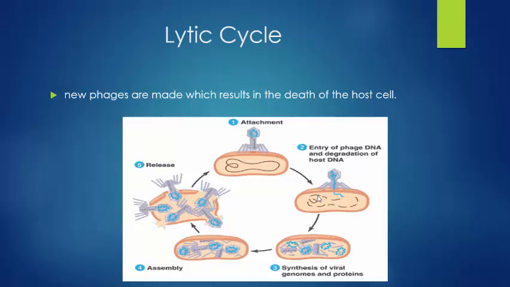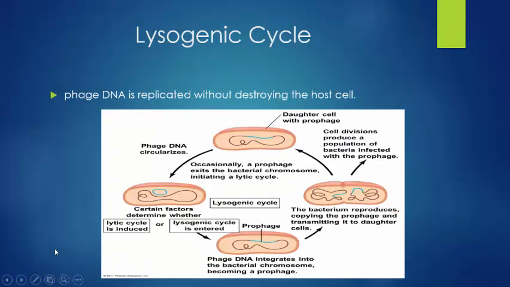After this, new phage DNA and proteins are synthesized and assembled into phages, the cell then lyses, or in other words, is destroyed, and the new phages are then released and go on to start the cycle all over again in a new cell. Now moving on to the lysogenic cycle. In this cycle, phage DNA is replicated without destroying the host cell.